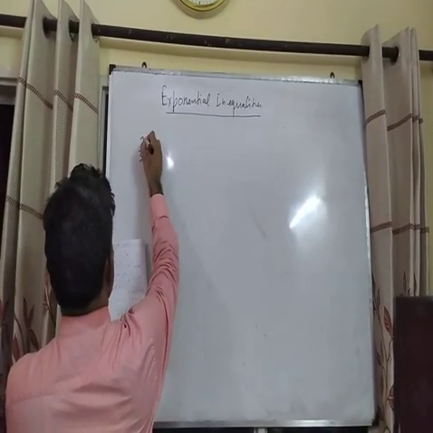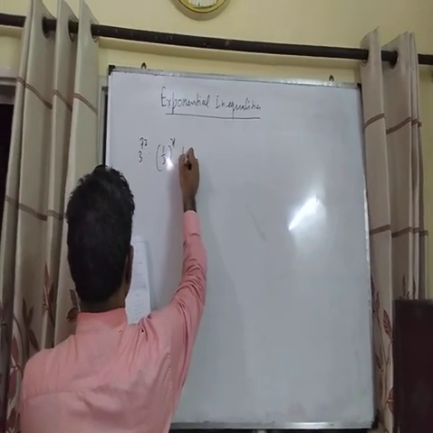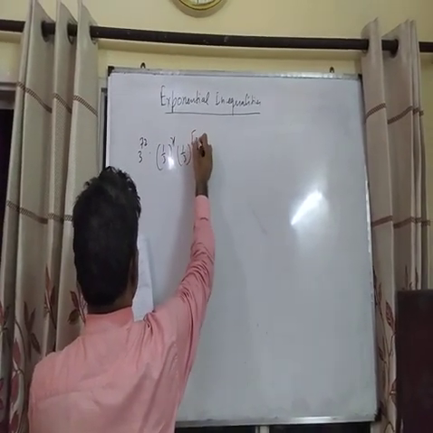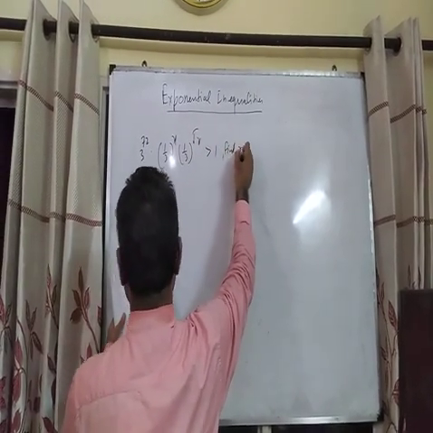To the power 72 into 1 by 3 x into 1 by 3 root x greater than 1. Find x.